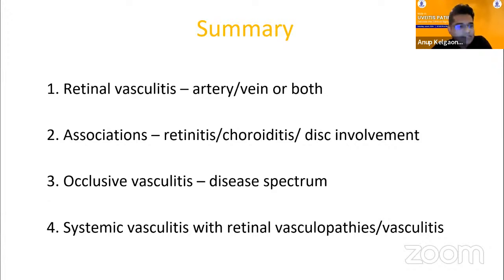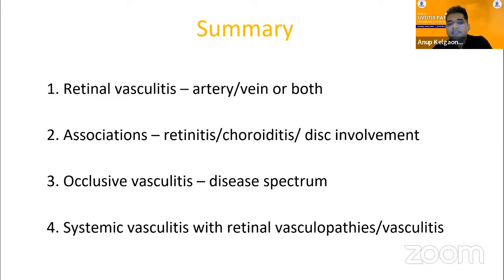They have a lot of friends, associations, as I can say. Retinitis, choroiditis, and disc involvement. Occlusive vasculitis is a disease spectrum in itself, so you have to be careful about the diagnosis part of it first, and then during the management, we saw FFA-guided laser could be something that you should consider in those, and various etiologies that ocular vasculitis can be because of.